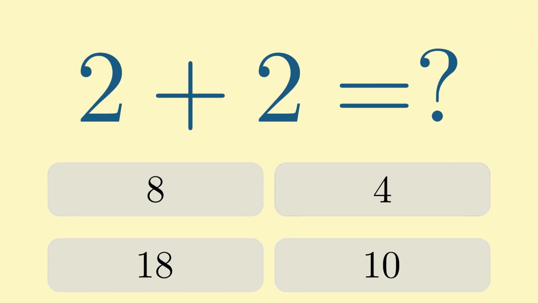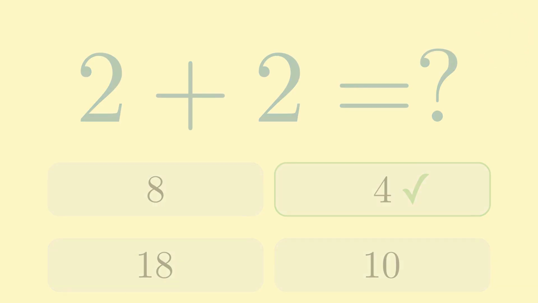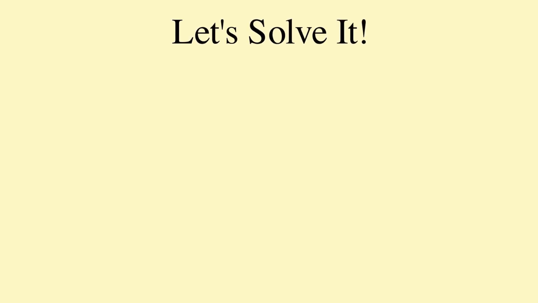Time's up. The correct answer is 4. Now, let's see how we got this answer. When adding 2 and 2, we align them in column format. 2 plus 2 equals 4.